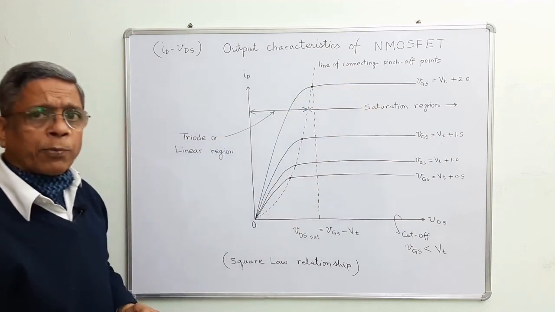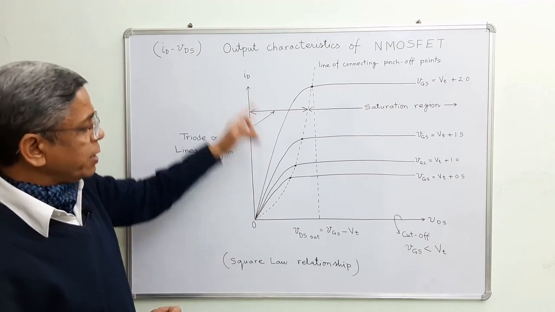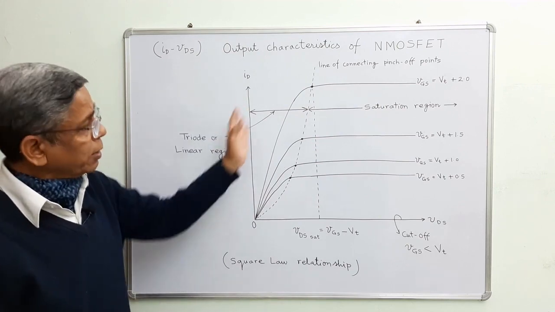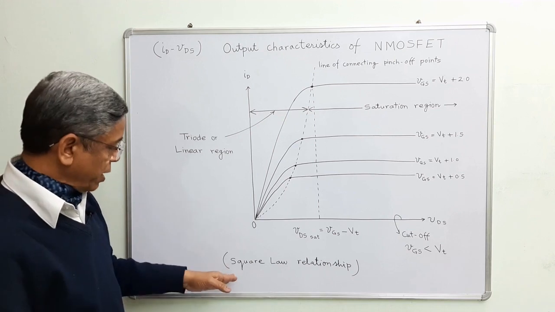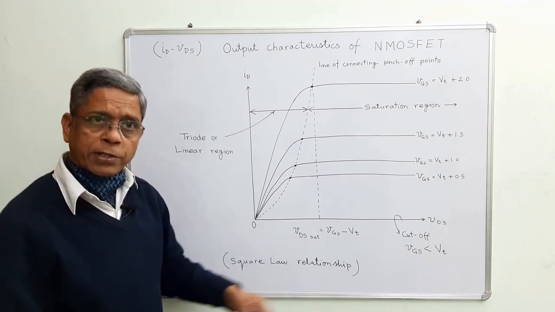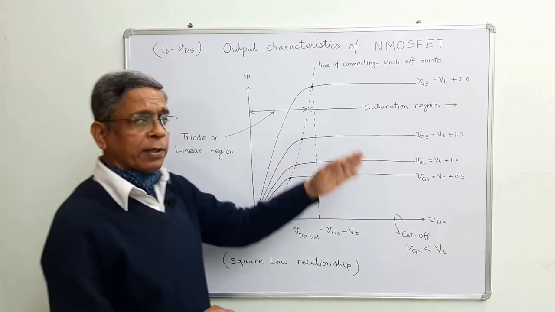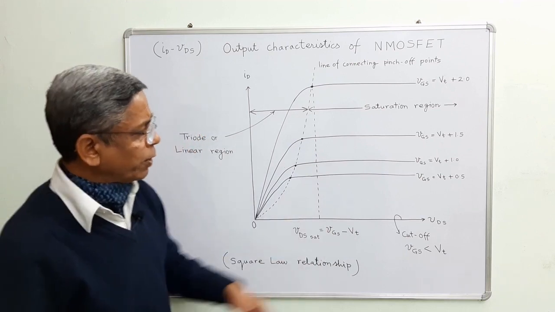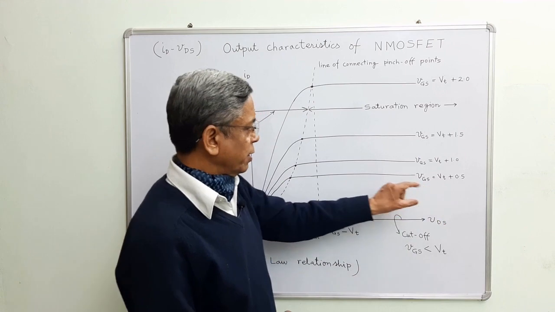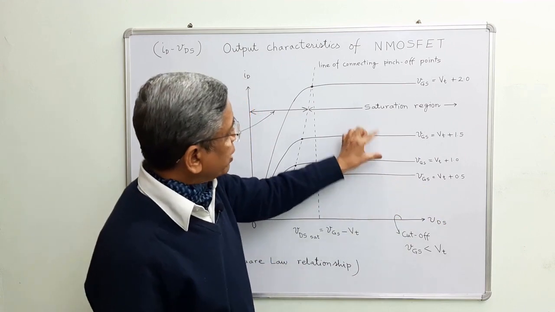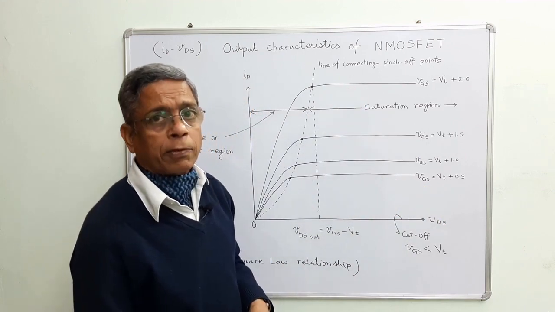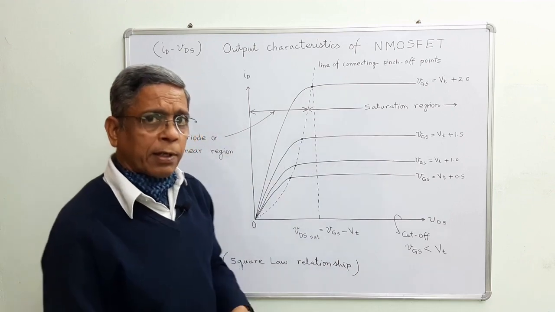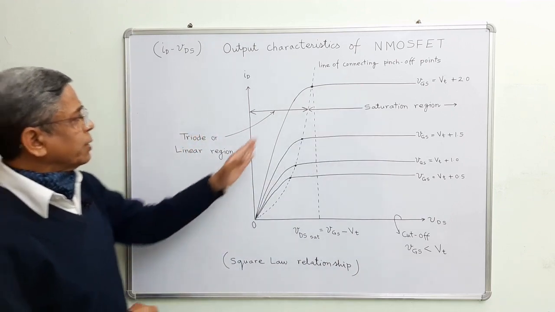One thing is very important: the relationship between ID and VDS is not linear in the overall picture, and it is basically following a square law relationship, which I will explain in detail mathematically. That's why we see that for equal increment in VGS, the gap between the curves is not equal. It is rising.